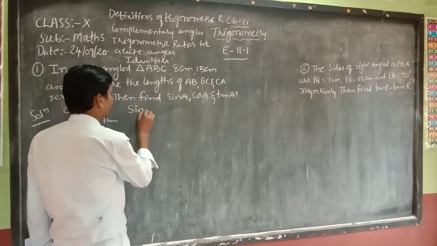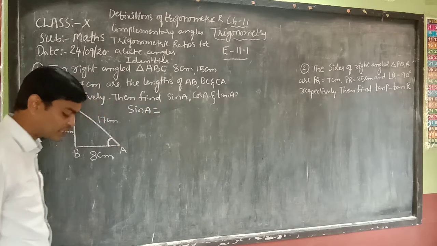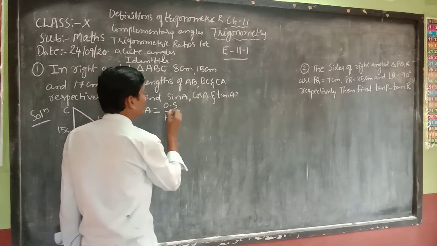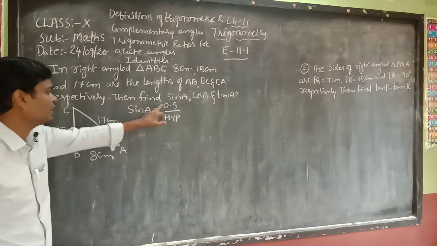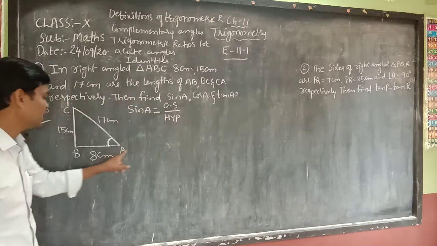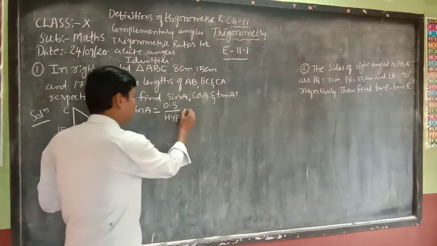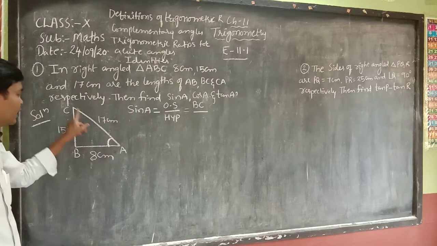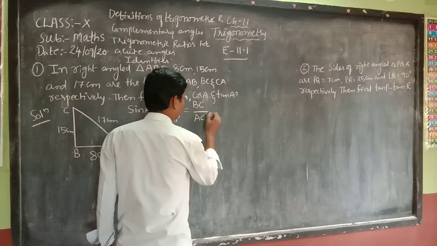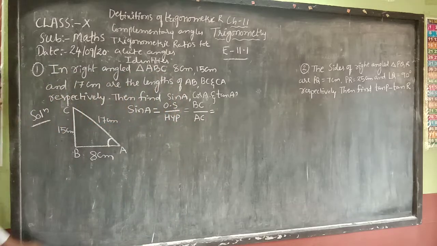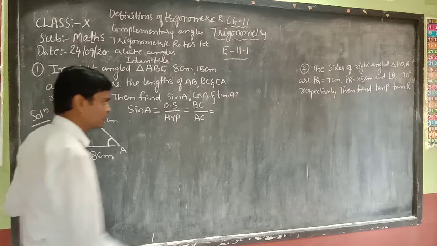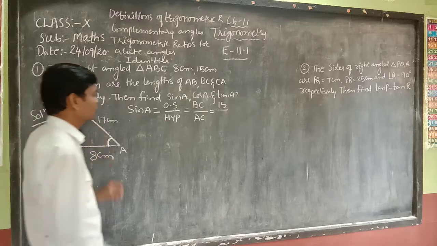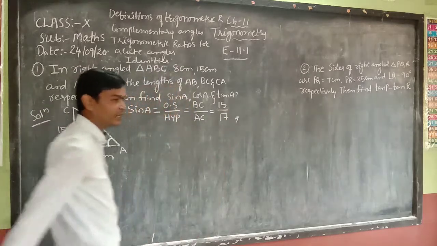So sin A, what is the definition of sin A? Opposite side by hypotenuse. Here which one is the opposite side? BC is the opposite side. What is the hypotenuse? AC is the hypotenuse. Now what is the value of BC here? 15. And the value of hypotenuse here? 17. So this is the sin A answer.